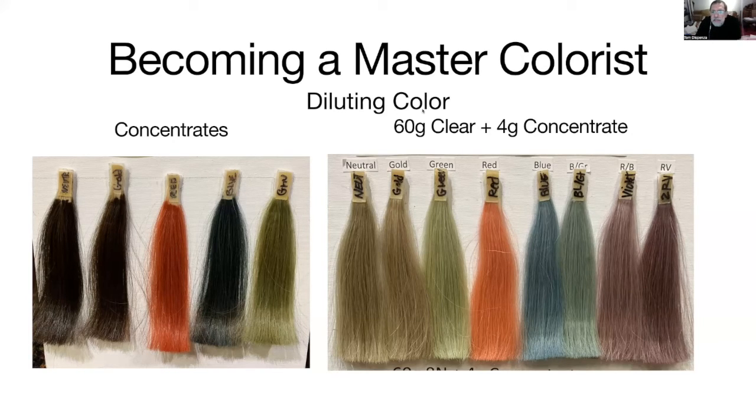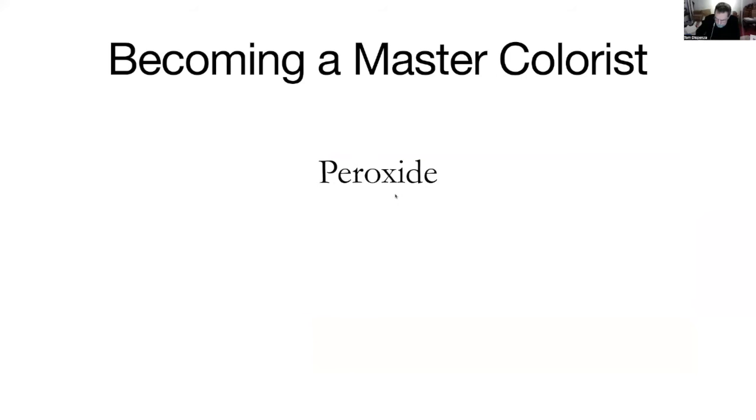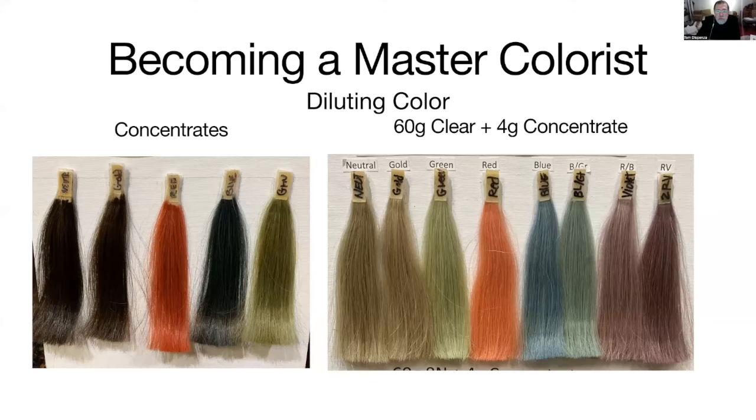Consequently, I can take it and dilute them into 60 grams of clear and then only 4 grams of concentrate. And what I end up with in this case is 8 neutral, 8 gold, level 8 green, level 8 red, level 8 blue, level 8 blue green, violet, and purple.